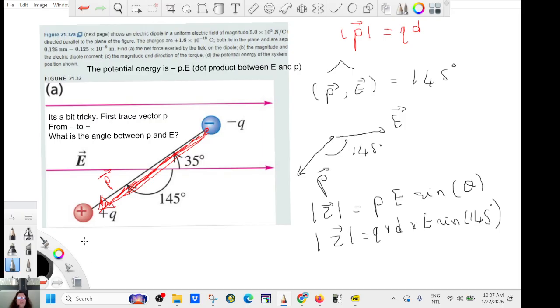Okay, can you find plug in? So we have Q, electric field, and we have the distance. Oh, by the way, I skipped some questions.